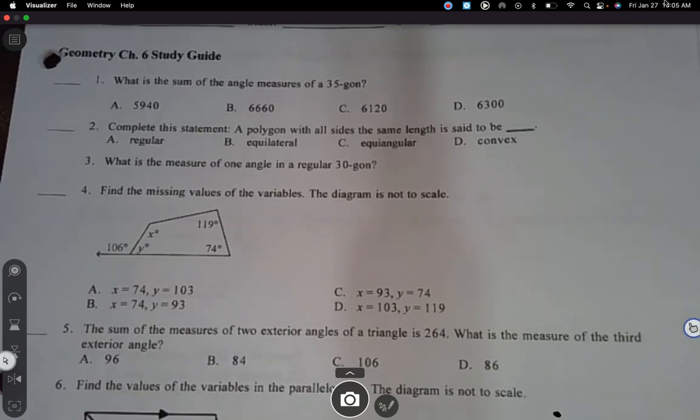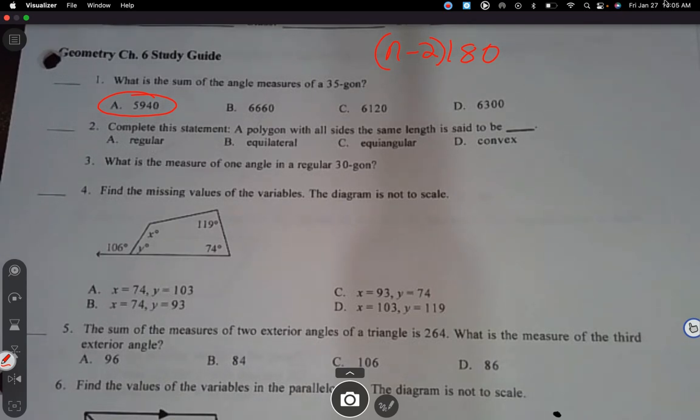So if you want the sum of all the angles, it's in the textbook. I apologize. Okay, so I would plug in 35 minus 2 times 180, and what did y'all get? A. Okay, so there we go. There's our answer for that one. That is the sum of all the angles. We've added up all the angles together.